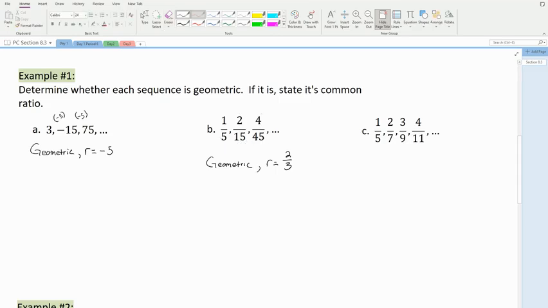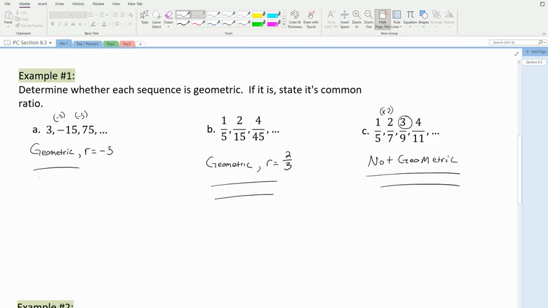And the last one, if this is geometric, then that means to get from a 1 to a 2, I'd have to be multiplying by 2. But if I multiply 2 times 2, I do not get 3. Furthermore, the denominator is not being multiplied every time, it's being added to, so this one is not geometric. And that wasn't a typo, that was actually intended. All right, so we have our 3 answers to those.